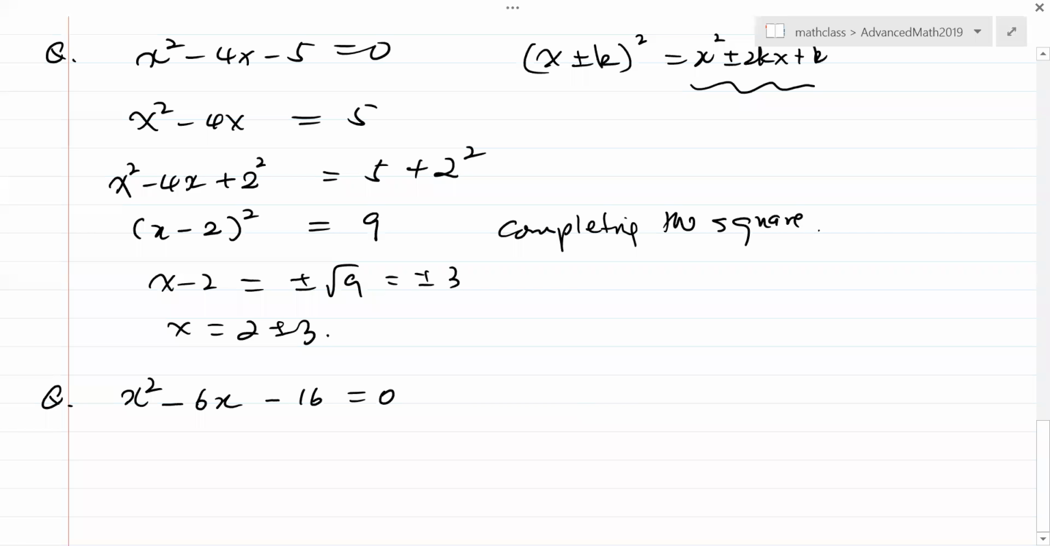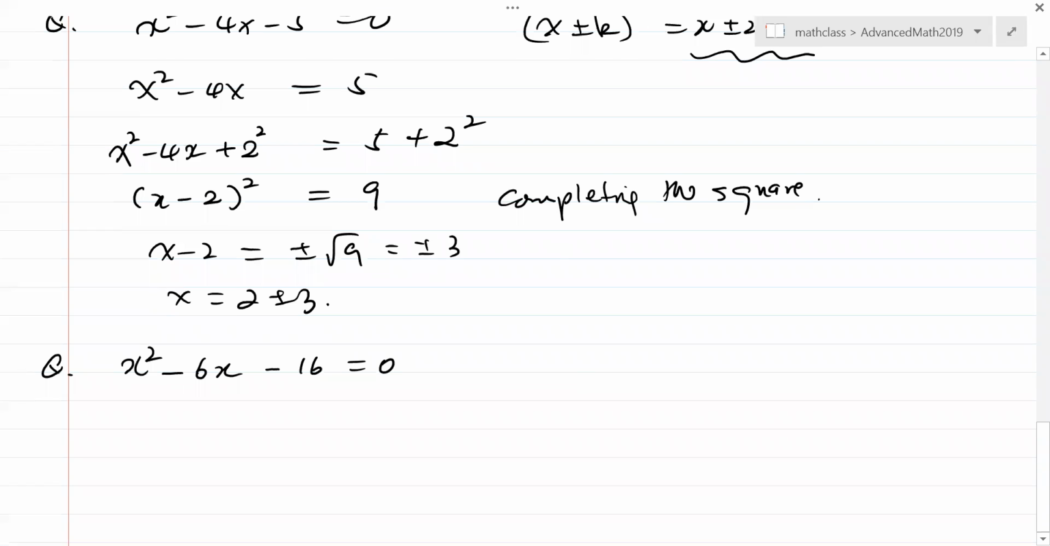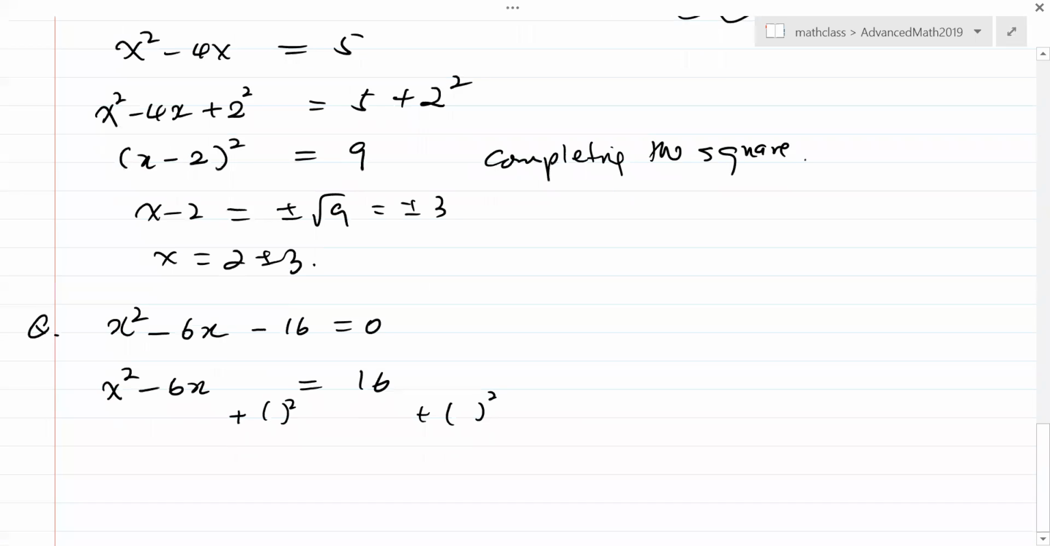Okay, so let's take a look at this problem. Step 1: x squared minus 6x equals 16. You move 16 to the right hand side. Next step is I have to add something squared, right, to make the left hand side a complete square. So what is that number? You should put that.